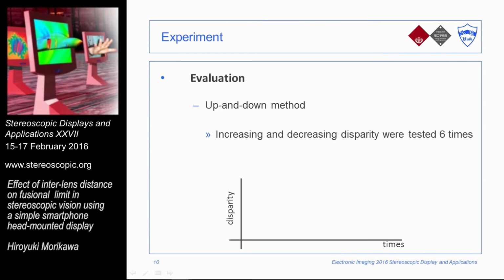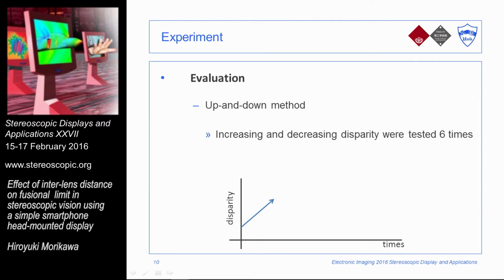To evaluate the effect of the difference of interlens distance, the fusional limit was measured corresponding to the difference of interlens distance with the up and down method. The participants viewed the target with continuously changing disparity. The participants indicated when they judged that the image was fused and when it was not.